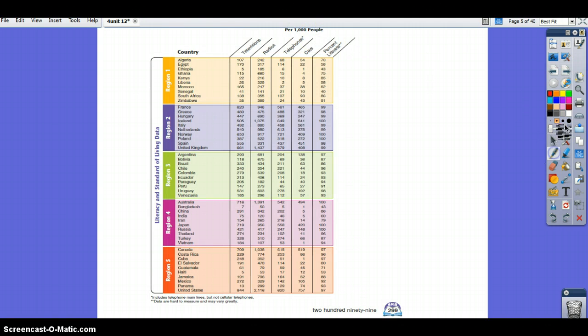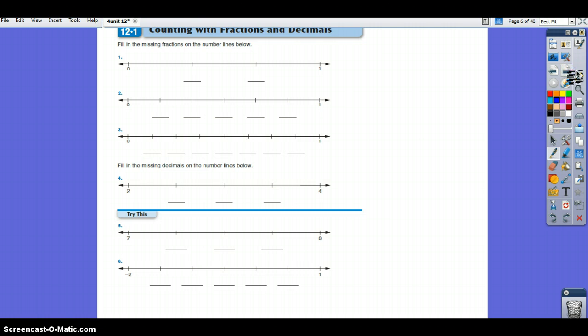And again, per 1,000 people. Make sure that you're seeing that up here. It says per 1,000 people. It's telling you region 1s through 5. How many people own televisions, how many have radios, telephones, cars, and the percent that is literate, that can read and write. So counting with fractions and decimals, let's do the first one together just to review real quickly.